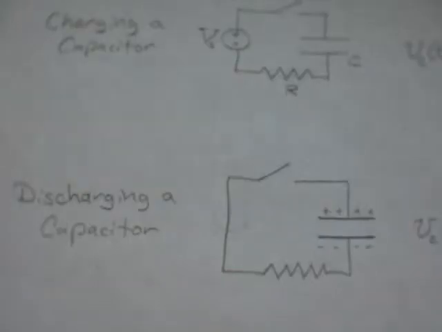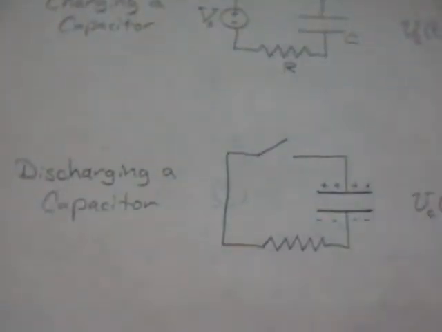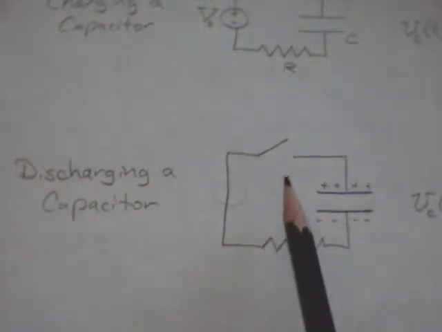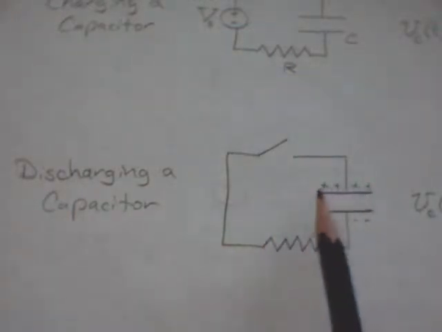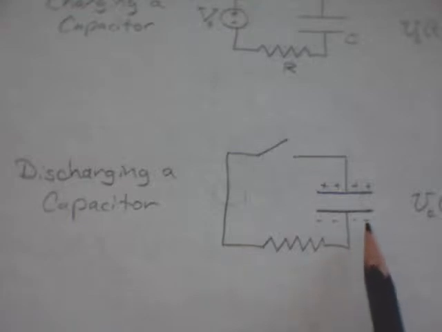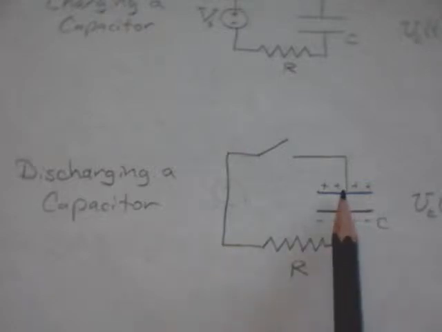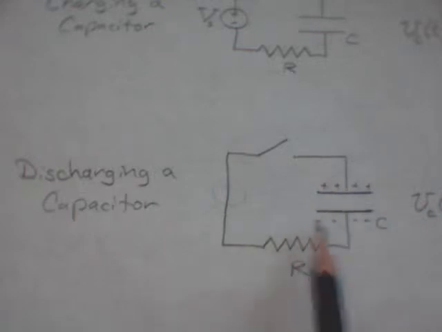For discharging a capacitor, you just take out the battery, and before closing the switch, you have a capacitor that is fully charged, or partially charged, and so you have a capacitance C, resistance R, like that. And so what will happen is that this circuit will try to neutralize the capacitor so that there's no net charge on either side.